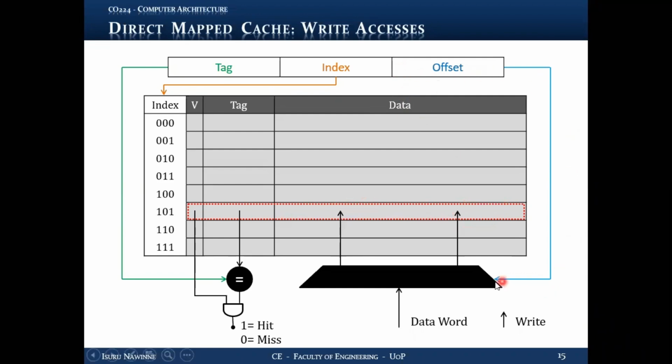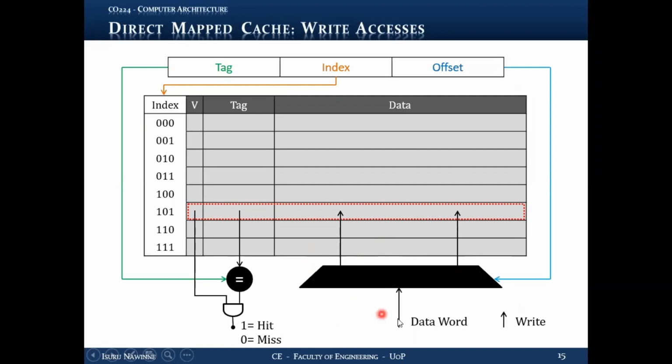We use that in this demultiplexer to decide where to direct this incoming data word, to this word or that word. So we use the correct portion of the offset as a control signal to this demultiplexer circuitry, and we can direct the data word to the correct place. And this is all based on the write signal. So this operation is controlled by the write control signal, which is sent by the CPU.